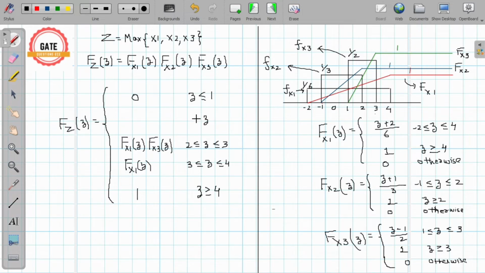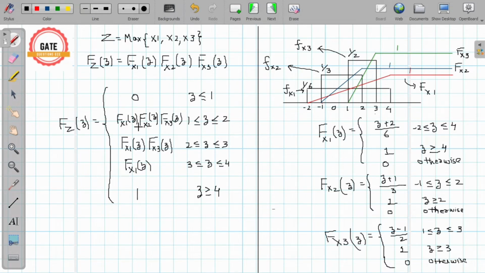And in the range z greater than or equal to 1, less than or equal to 2, you can observe none of these CDFs is either 0 or 1. So we will have to take the product of all three expressions for the CDFs of x1, x2 and x3. So it will be equal to the CDF of x1 at sample value small z times the CDF of x2 at sample value small z times the CDF of x3 at sample value small z.